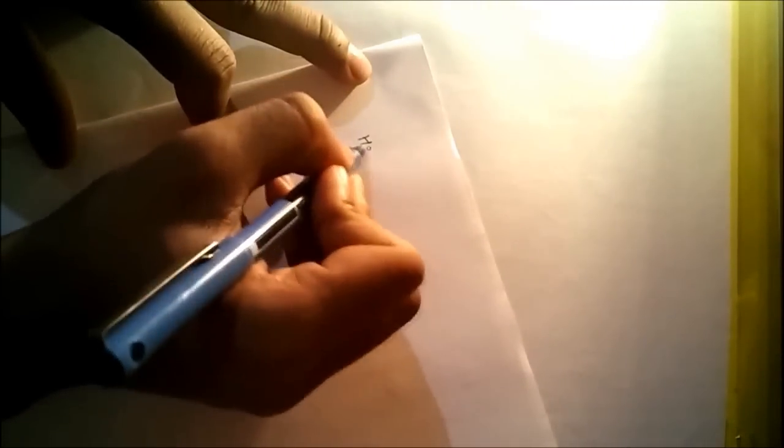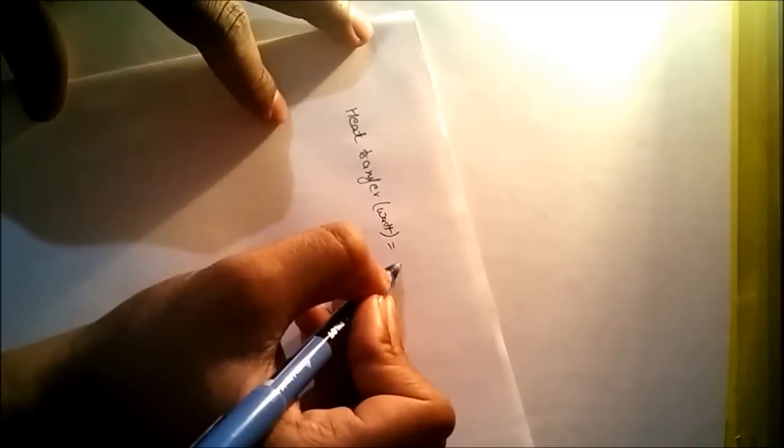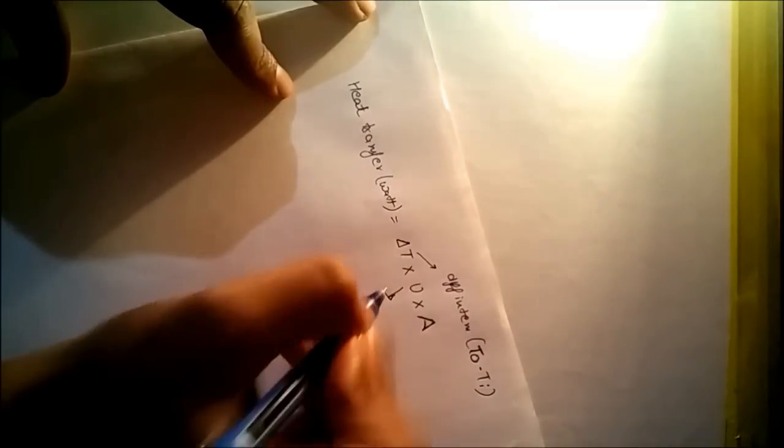Now coming to the question of ventilation. If we have to find out heat, there are simple formulas which can be applied directly, like heat transfer. Heat transfer is delta T into U value into area. Delta T we know, is the difference in temperature, outdoor minus indoor, and U value we have learned from before. U value is heat transmittance.